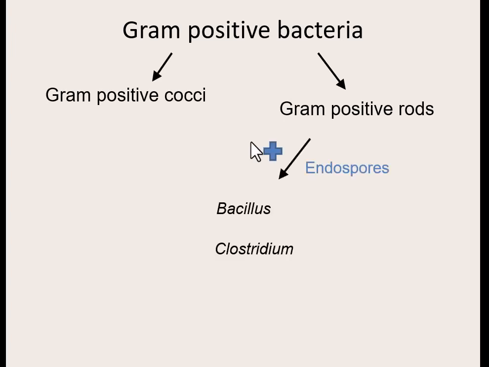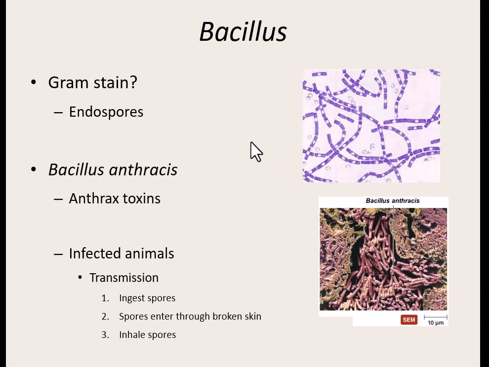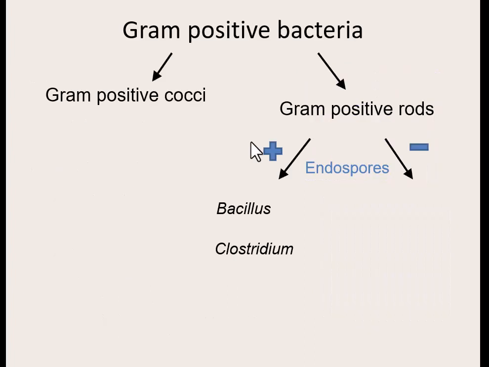Now we're going to switch to a totally different shape. I don't want to go back. So away from gram-positive cocci and onto gram-positive rods or gram-positive bacilli. Of all the gram-positive bacteria that are bacilli or rod-shaped, we group them into two groups, whether they can make endospores or not. There are two groups of bacteria, these should look familiar, that can make endospores: anything in the Bacillus genus and anything in the Clostridium genus.